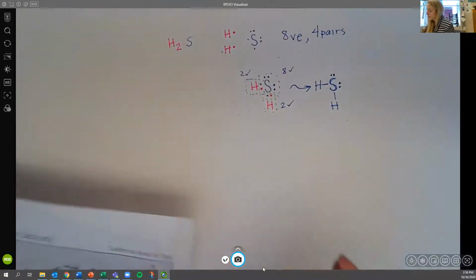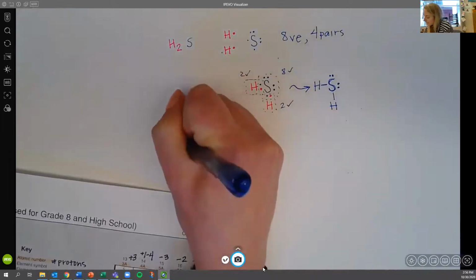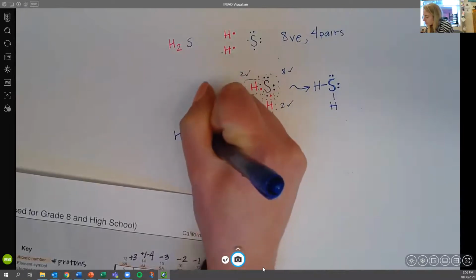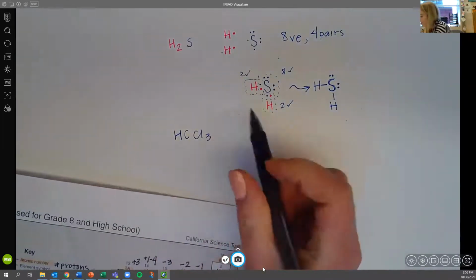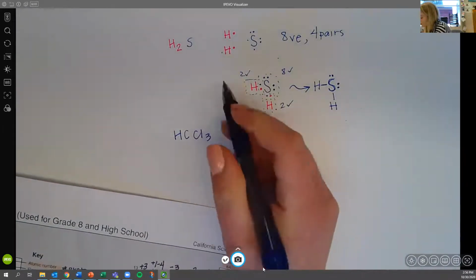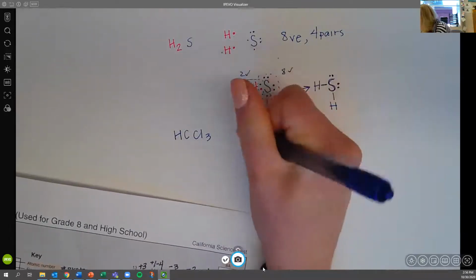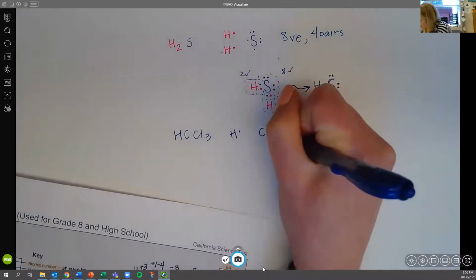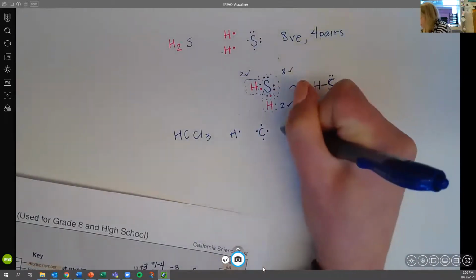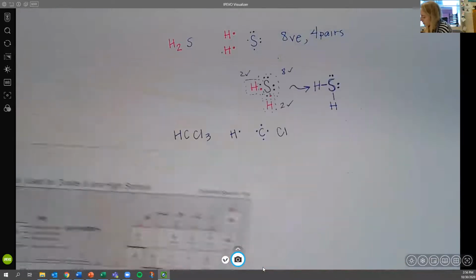Our next example is, let's do HCl3. Okay, so this would be hydrogen monocarbon, it's chloroform. Anyway, so we've got hydrogen, which has 1. We've got carbon, which has 4. And we've got chlorine. Chlorine is in the 7A column, so it has 7 valence electrons.